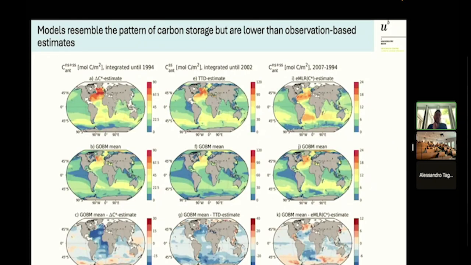And then we can also, so this is a quite messy plot, look at how the models simulate the storage. So what you're looking at, on the left side, is the storage until 1994, and this is the estimate that you have just seen before. And this is another way to estimate the carbon storage. I'm sorry that I don't have the time to go into the details of how these different observation-based estimates work.